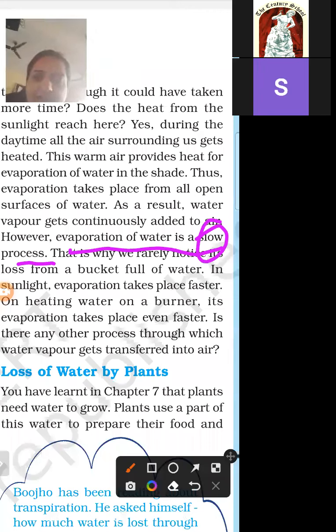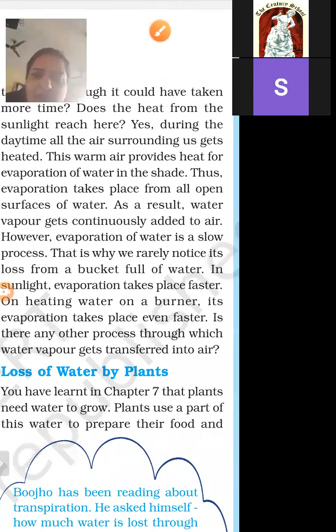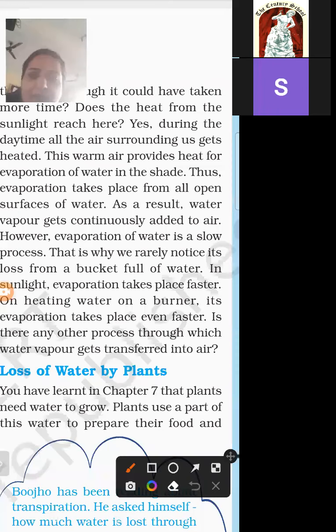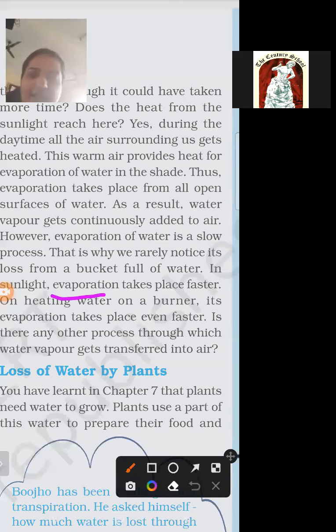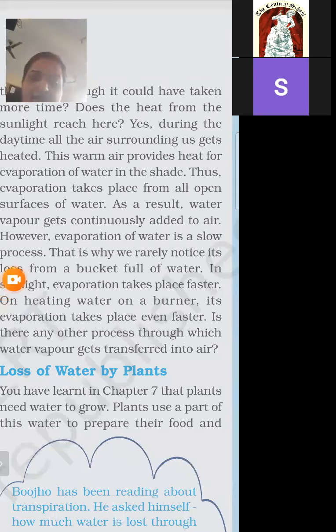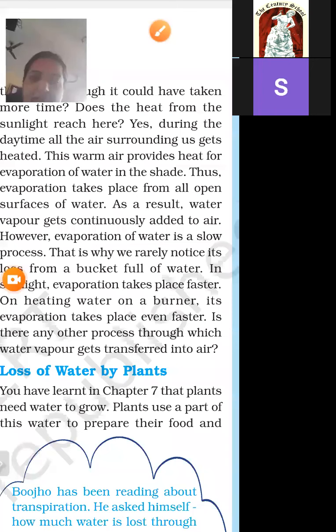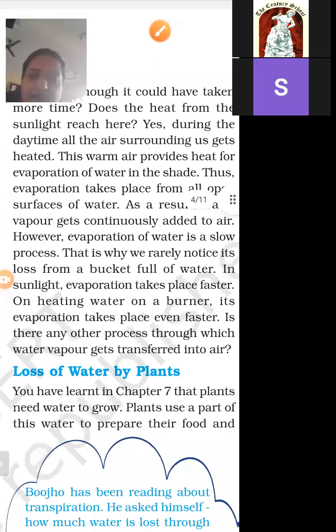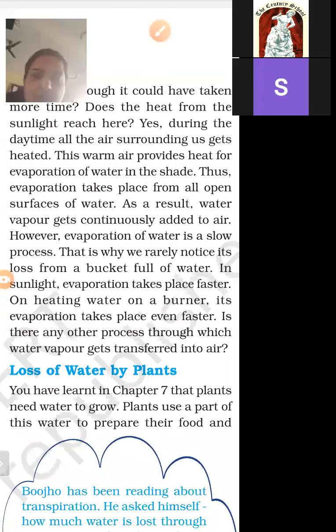That's why we rarely notice the water level go down in a bucket full of water. In sunlight, evaporation takes place faster. So you have to remember, evaporation is faster in sunlight. When heating water on a burner, its evaporation also takes place faster. If we give more heat, then the evaporation becomes faster.